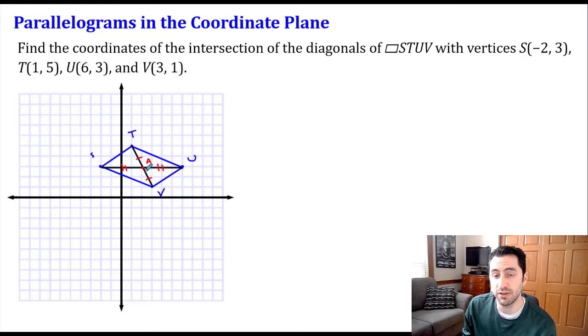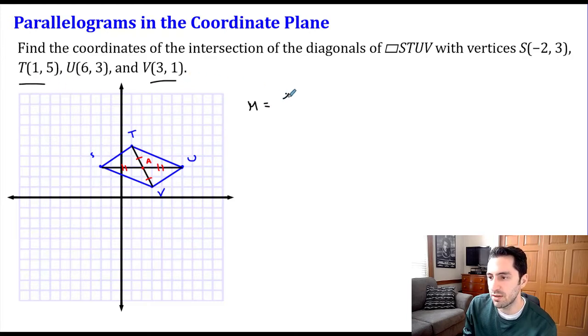Because these diagonals are getting bisected, that means that this point that I labeled as A, that intersection, has to be the midpoint of either of these diagonals. It's actually the midpoint of both of them. So if I want to quickly find this intersection, what I can do is I can just find the midpoint of one of the diagonals. And I can use either one. So why don't we use TV? So we're going to use these 2 points.